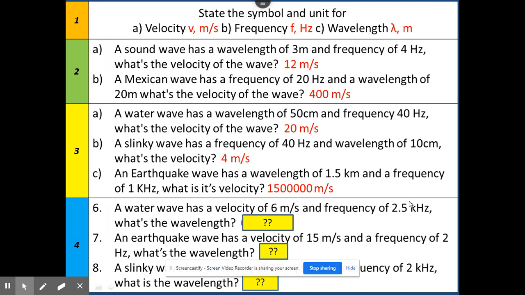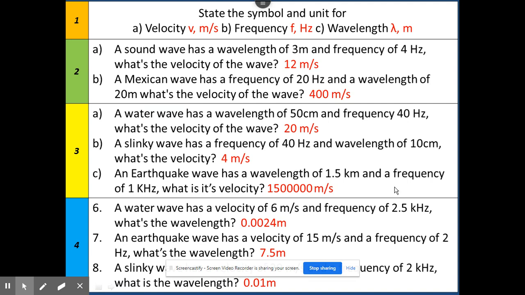So changing the equation around, a water wave, velocity 6 meters per second and 2.5 kilohertz. So again, that's 1,000. You should have got 0.0024 meters. An earthquake has a velocity of 15 meters per second, frequency 2 hertz. So again, changing that around, you should have got 7.5 meters. And then a slinky wave, 2 kilohertz. What's the wavelength? You should have got 0.01 meters.